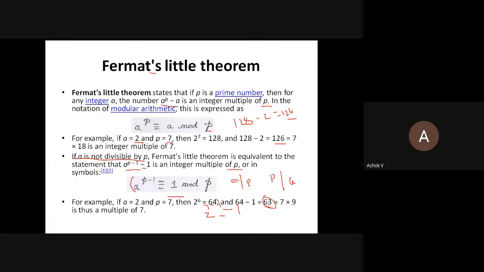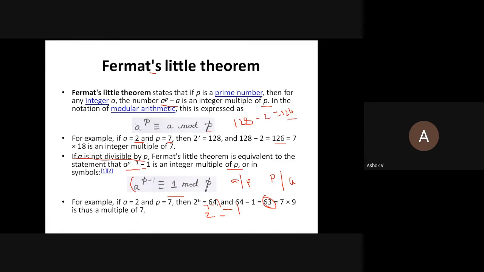So when we go to Euler's theorem or Fermat's theorem, what is the main objective of both theorems? Both theorems may be used to easily reduce large powers modulo n.